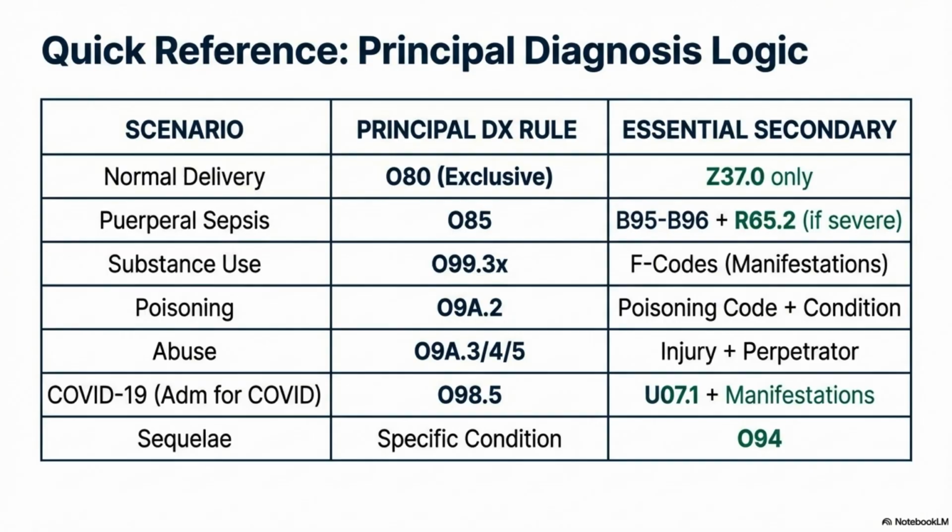Abuse, O9A.3, O9A.5 with injury and perpetrator codes. COVID-19 admission, O98.5 with U07.1. Sequelae, the condition first, then O94. This table is a great way to double-check your sequencing before finalizing your codes.